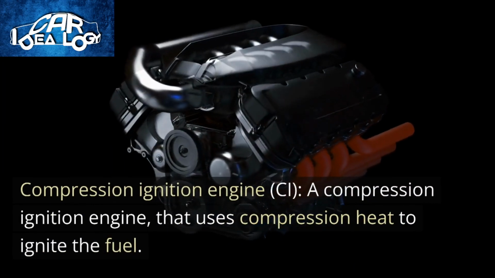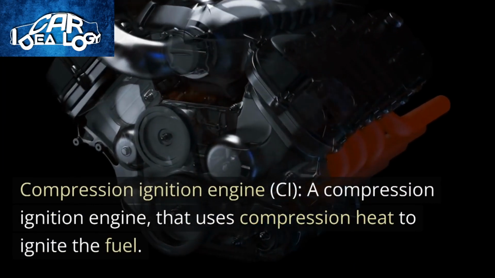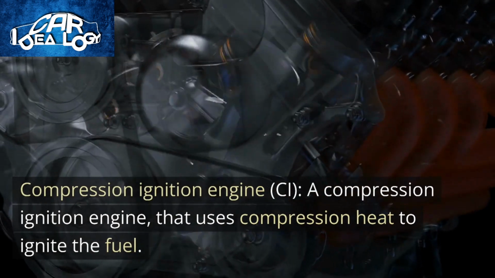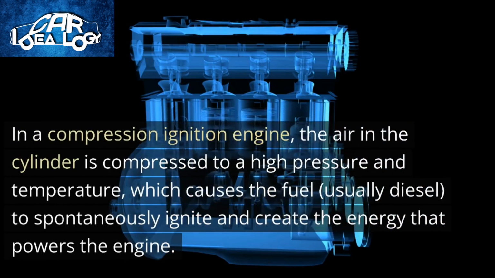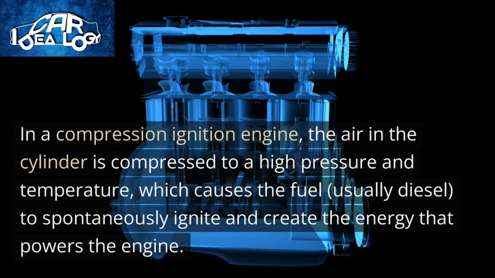Compression ignition engine, CI. A compression ignition engine uses compression heat to ignite the fuel. In a compression ignition engine, the air in the cylinder is compressed to a high pressure and temperature, which causes the fuel, usually diesel, to spontaneously ignite and create the energy that powers the engine.